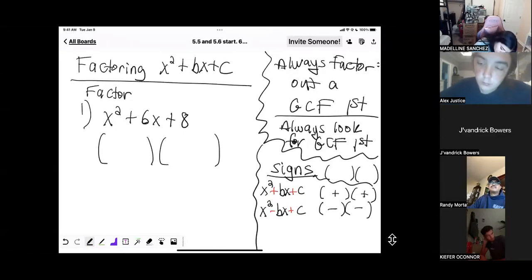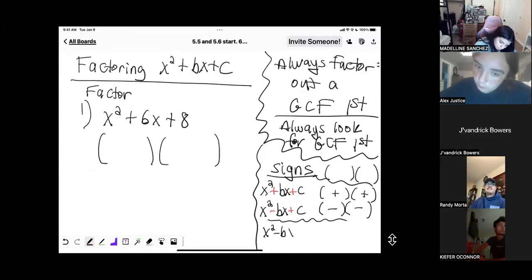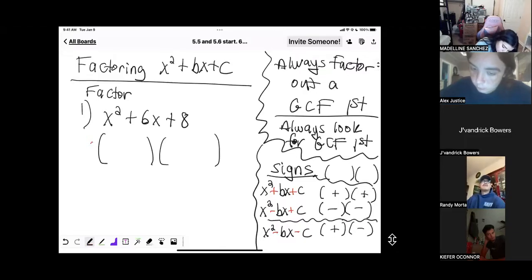Any other combination is one of each. So I'll put a little line. X squared minus bx minus c. Let me put it red. When you factor, it will be one of each, one positive and one negative. It doesn't matter which one's negative, which one's positive. It could be any order, but one of the parentheses will have a positive and one will have a negative.